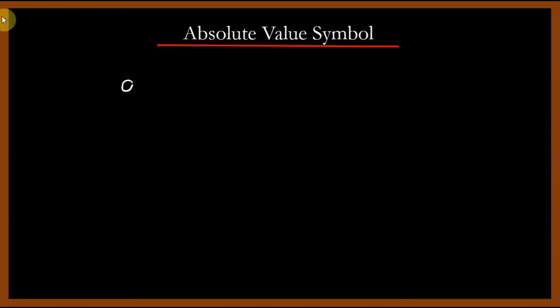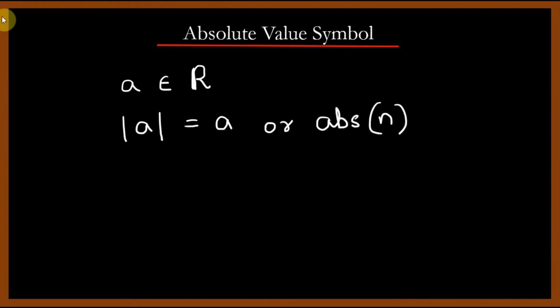The absolute value is denoted by two bars around any real number. The output is always a positive number. Sometimes absolute value is shown as a function ABS(n), where n is the input number for which you want an absolute value.